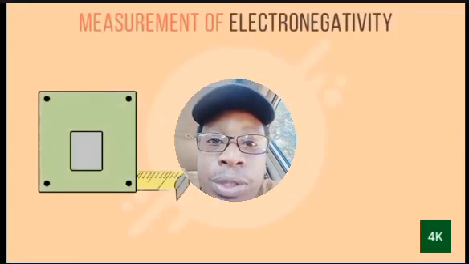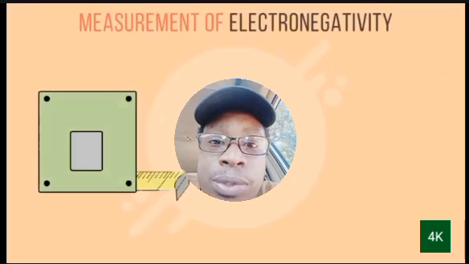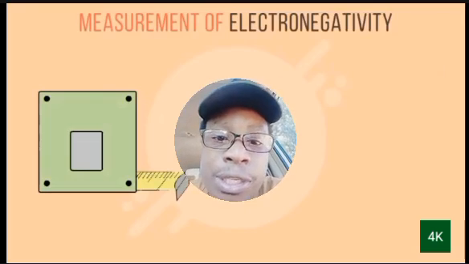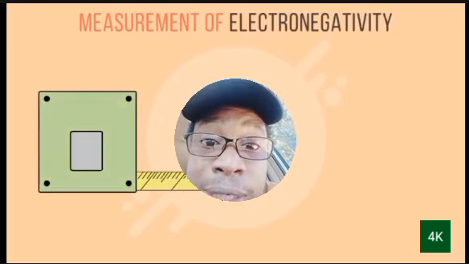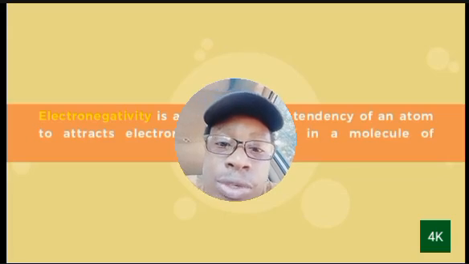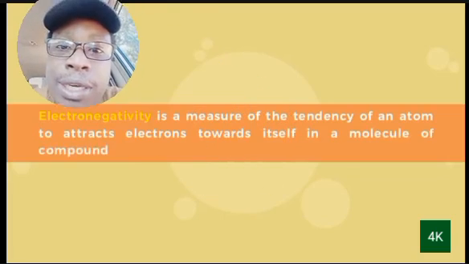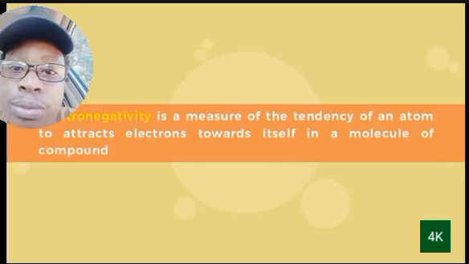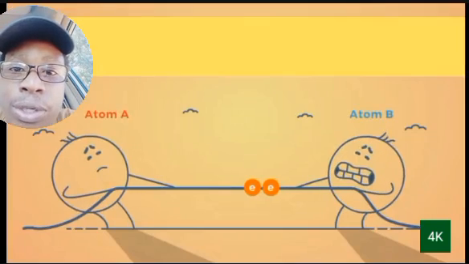I'm your host Seshungu. In this particular video, we'll talk about electronegativity, which is an important property that we must be able to explain. So let's look at the factors that affect electronegativity and what it is to begin with. Electronegativity measures the tendency of an atom to attract electrons towards itself in a molecule or in a compound.